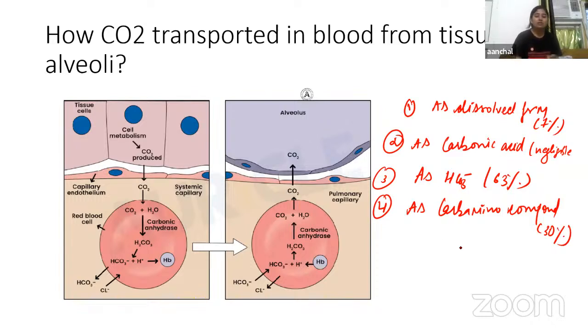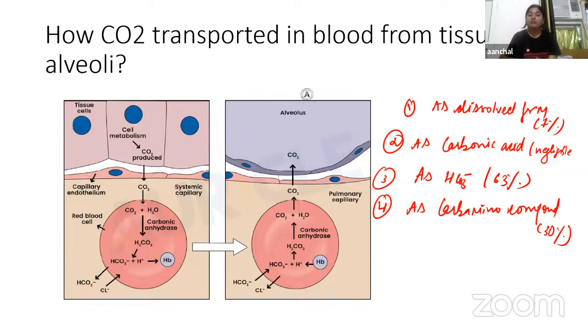First, we have the dissolved form. Okay. So we know that carbon dioxide diffuses into blood and dissolves in the fluid of plasma, forming a simple solution. Only about 3 ml per 100 ml of plasma of carbon dioxide is transported in the dissolved state, and it is approximately 7% of the total carbon dioxide present in the blood, right?